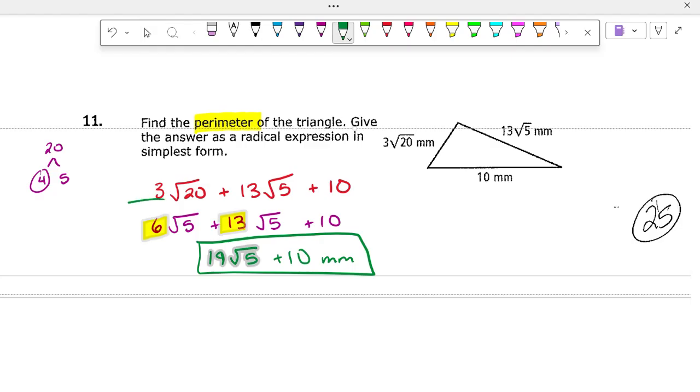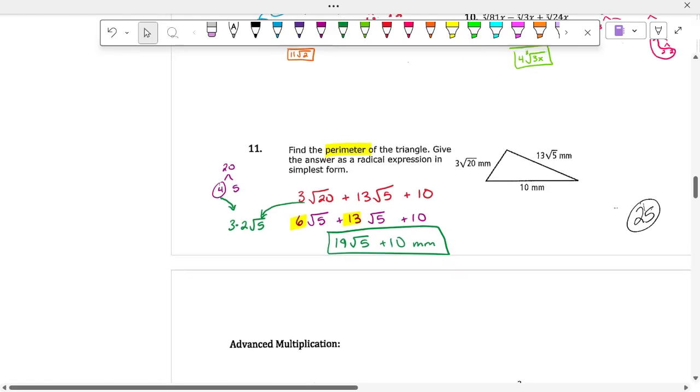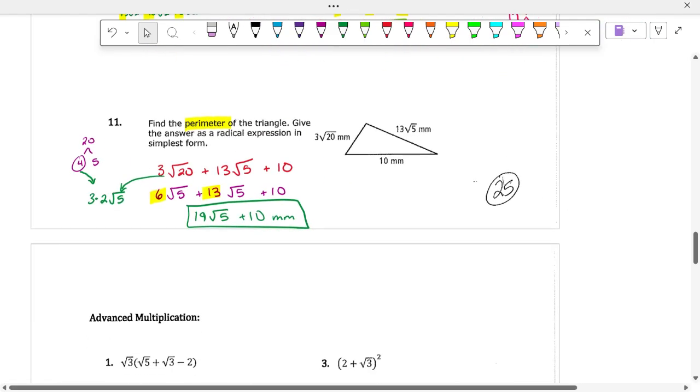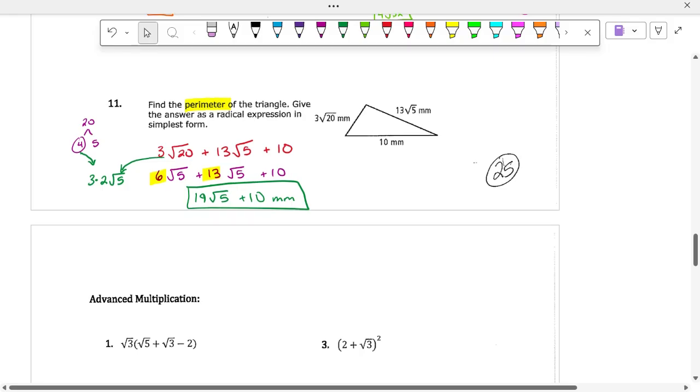Because when I pulled this out, I would get the 3 still there, and then I pulled out a 2 from the 4. And I'm left with a square root of 5. So you have to multiply it to get the 6. All right, any questions on addition, subtraction?